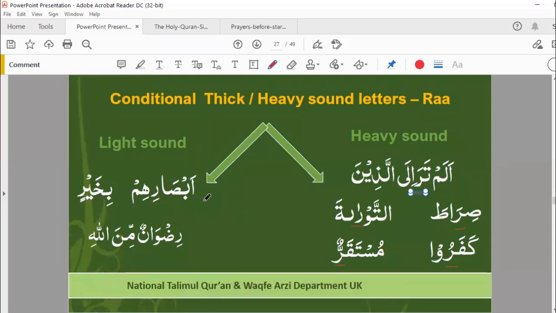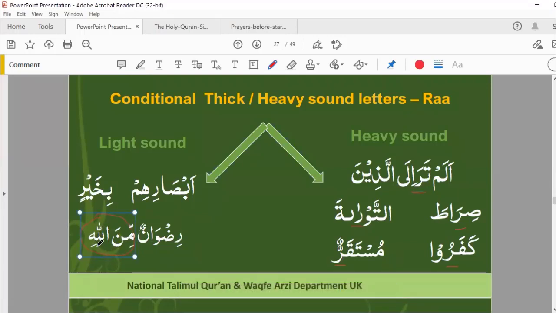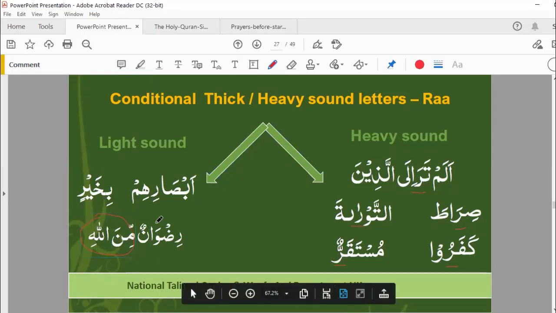Now these words. Abasa, bikhairin ridwanum minallahi. Brilliant. You pronounce this lam with a thick sound. The reason? Because of the fatha before it. It will come in the next slide, but I'm just asking you. Yes, it is in the word Allah. Lam is always pronounced with a thick sound when the preceding vowel letter is fatha. Thank you very much.